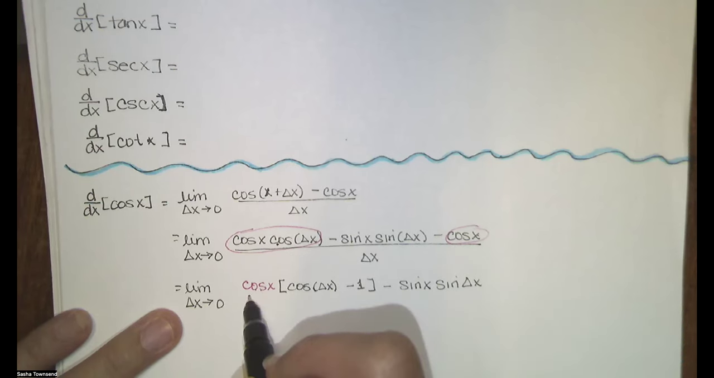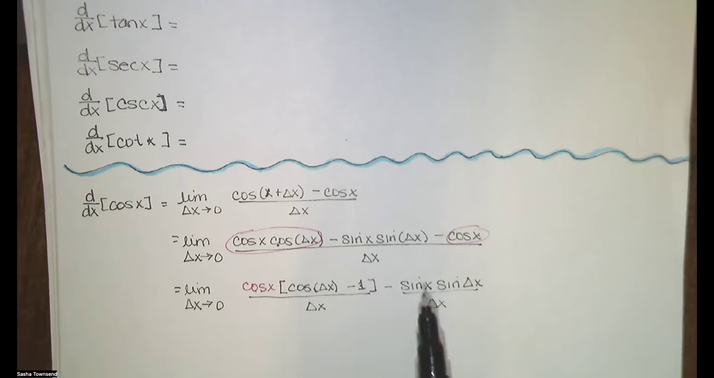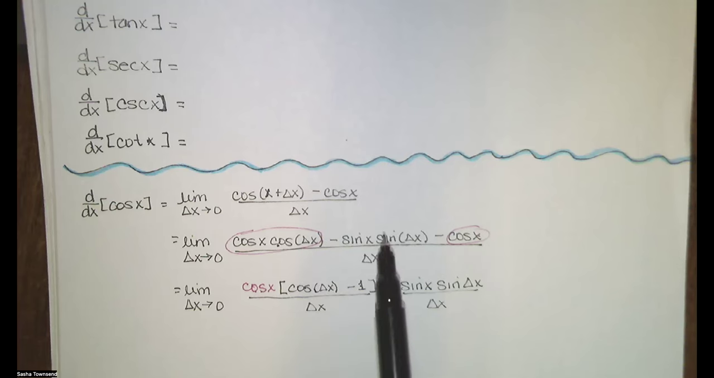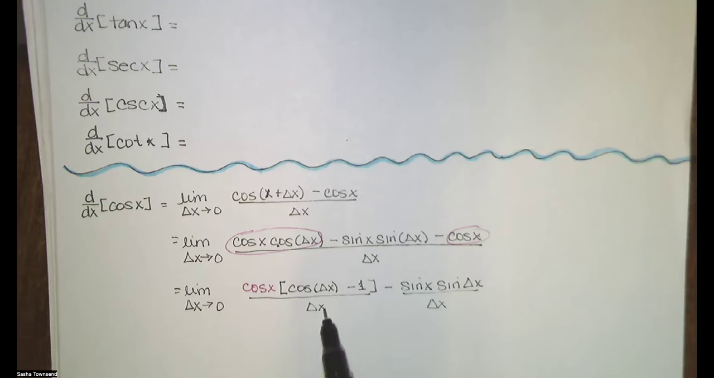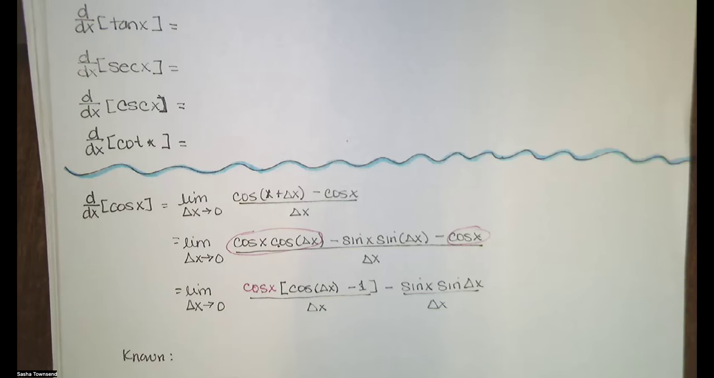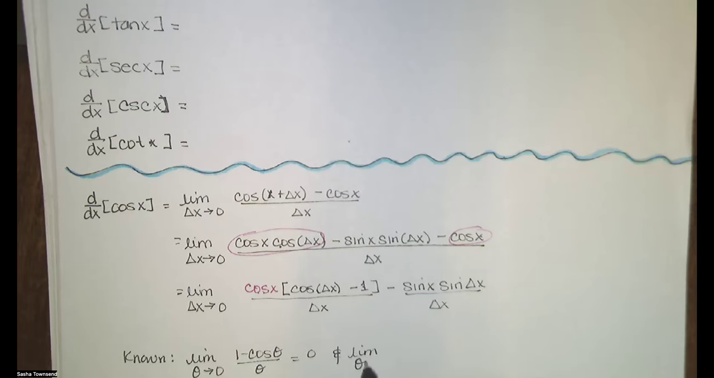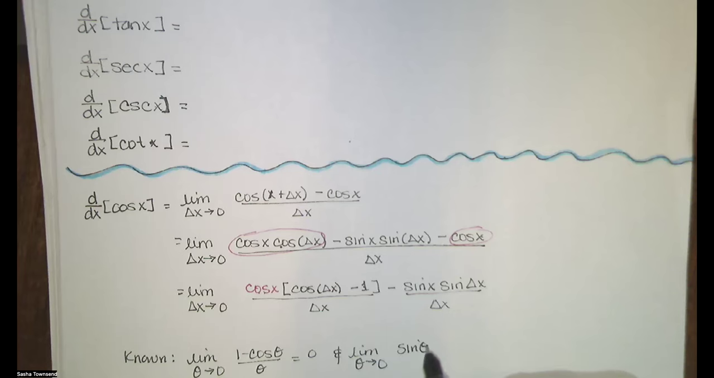So if we wanted to, we could divide this first quantity by delta x and then the second quantity by delta x and subtract. It's just like saying, 2 plus 5 divided by 3 is the same as 2 over 3 plus 5 over 3. You can split the numerator and keep the common denominator. It's totally legal algebraically. Now, we have a couple of important limits. We know that the limit as theta approaches 0 of 1 minus cosine of theta divided by theta equals 0. And we know that the limit as theta approaches 0 of sine of theta over theta equals 1.